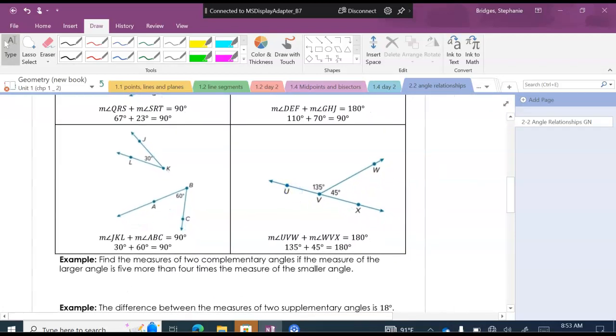And those are just four different examples of numbers. 30 and 60 add up to be 90, so they're complementary. 135 and 145 add up to be 180, so they are supplementary.